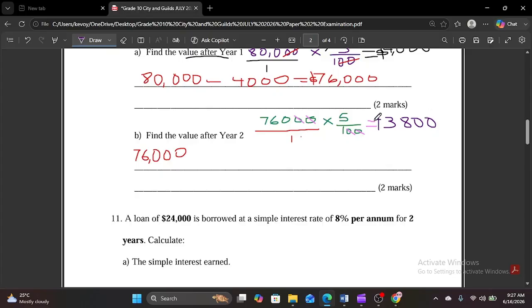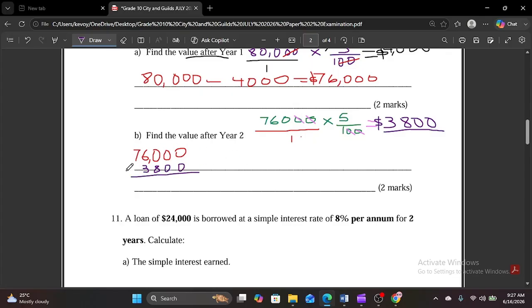All right, and that's going to be not the amount you'll pay by the end of the year, but this is going to be our depreciation amount. So we have to just subtract that from our 76,000. So let's subtract this right here. So the 3,800, we can subtract it from the 76,000.